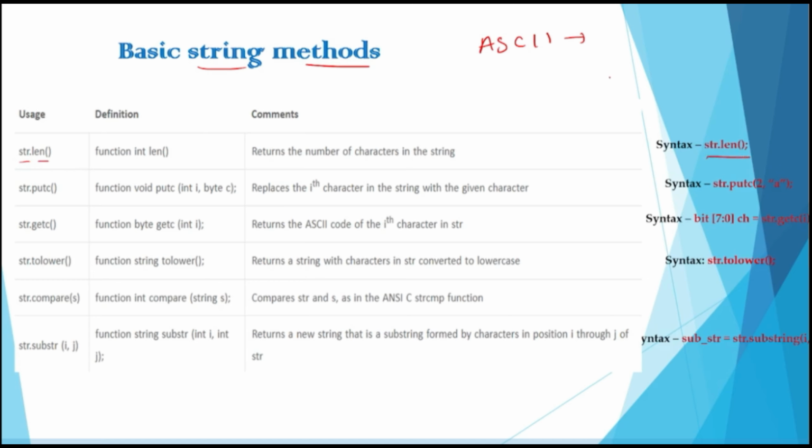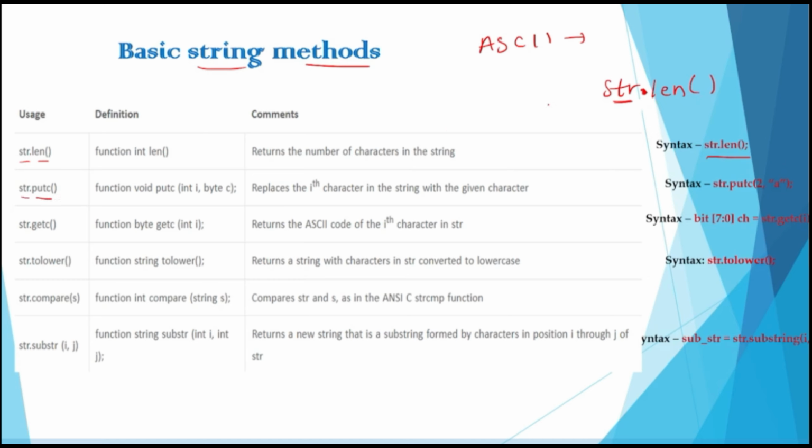When you are calling a function, it should be denoted by a dot. So str, that means string, dot, len with braces. This applies not only to strings but to any methods that you are using in SystemVerilog. Remember that you should mention a dot. Clear? So str dot len, and then str dot putc.